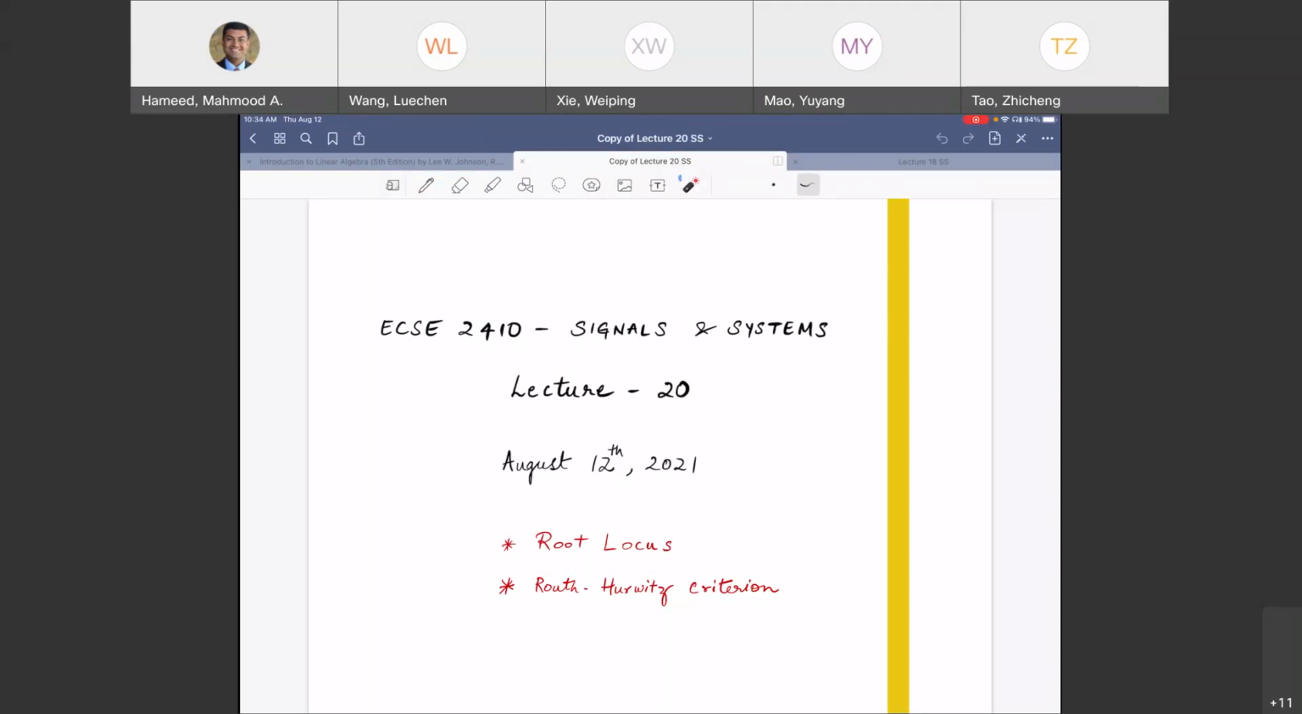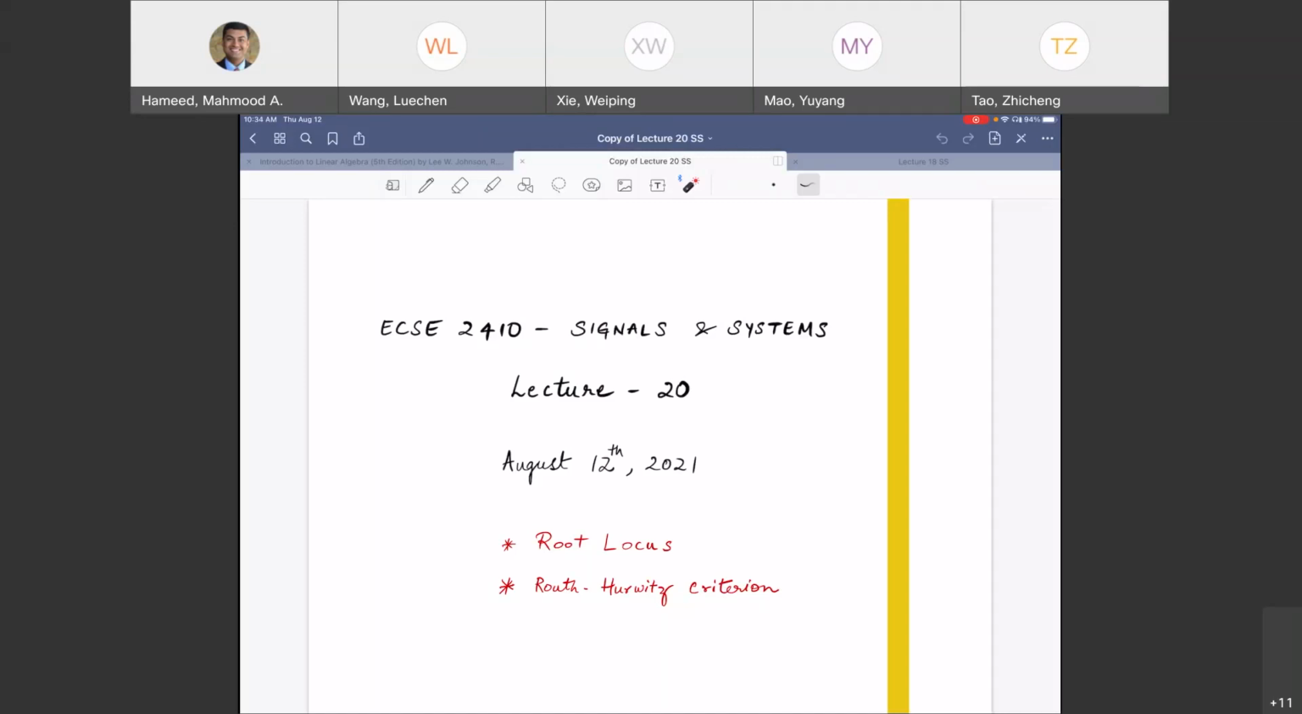So think about it. If the denominator of the transfer function of your system has a 10th order polynomial, how will you find out whether the system is stable or not? Well, MATLAB is one option, which is essentially you're going to have to find the roots, right? Roots of the 10th order polynomial, then make sure that all the real parts of those roots are negative.